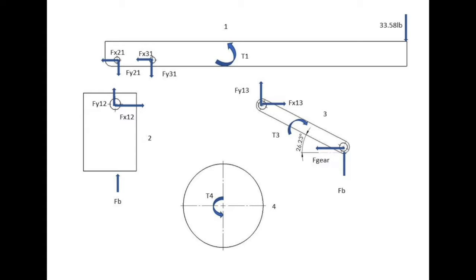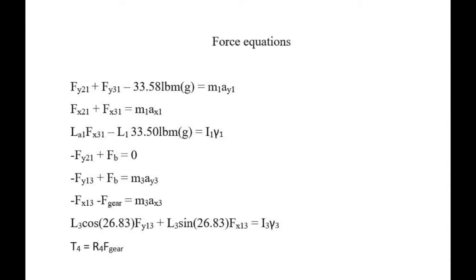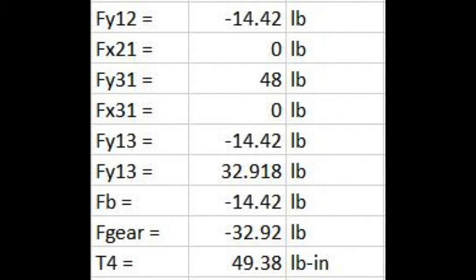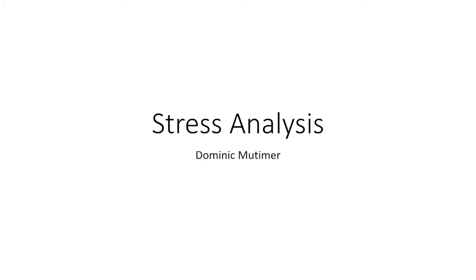First, parts were separated and a free body diagram of each part was made. From the free body diagrams, we were able to get the equations of motion for the assembly. The 9 resulting equations we put into matrix form and solved for the variables. The resulting torque needed came out to be 49.38 pound-inches.